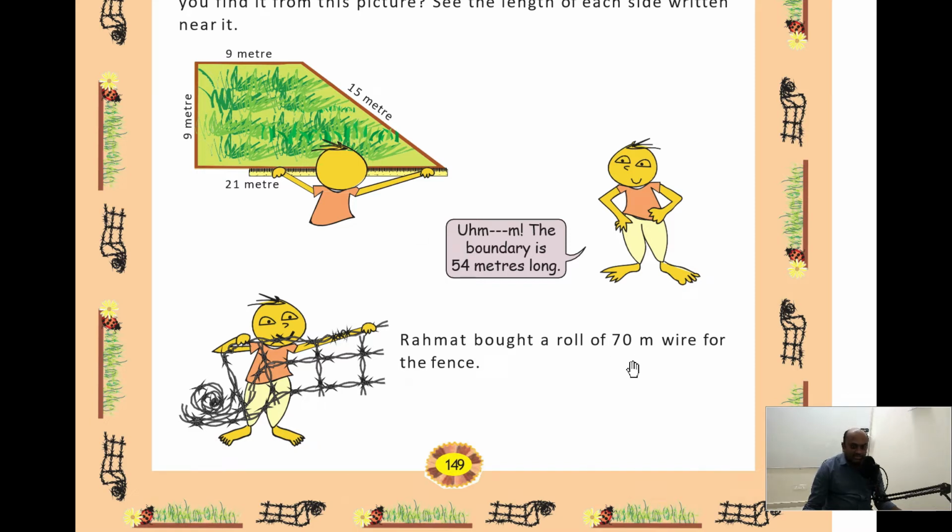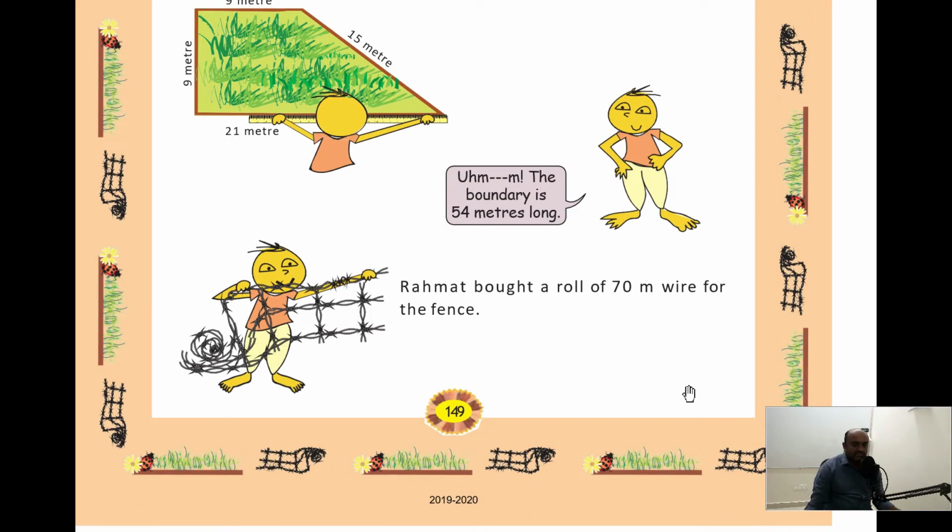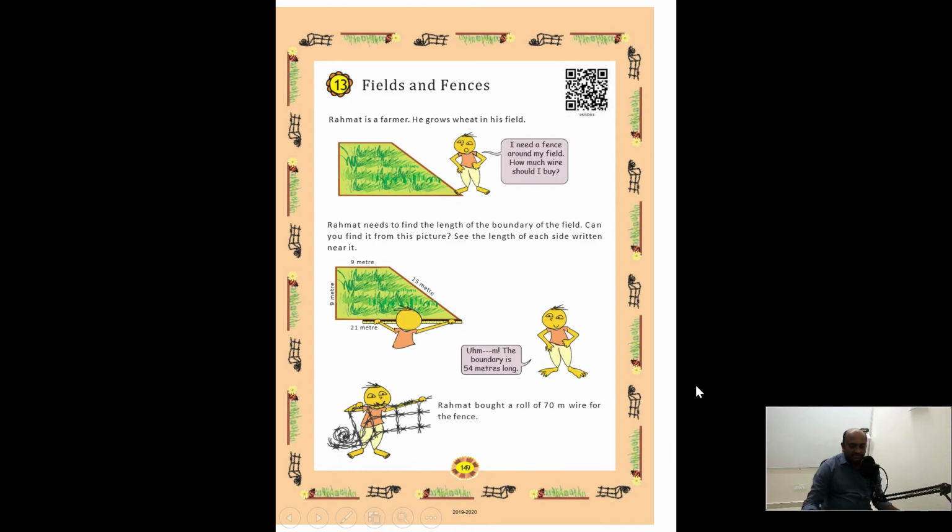So how much will be left in this? Out of 70, only 54 is required, right? So how much will be left? The fence requires only 54 meters long, but how much is left? It is given by subtracting 70 minus 54. That is very simple. If you do that, then you will get it.